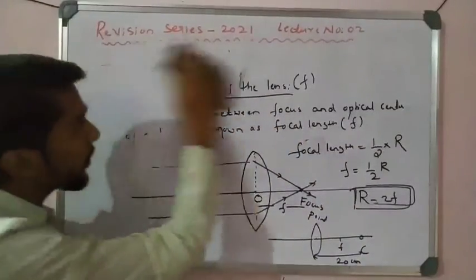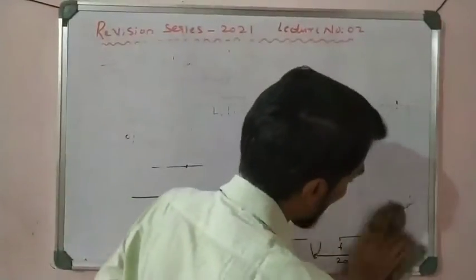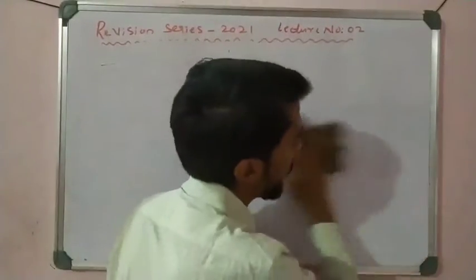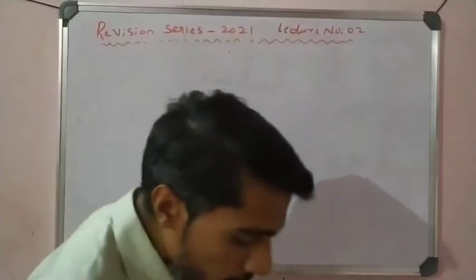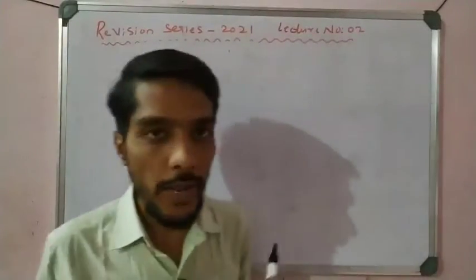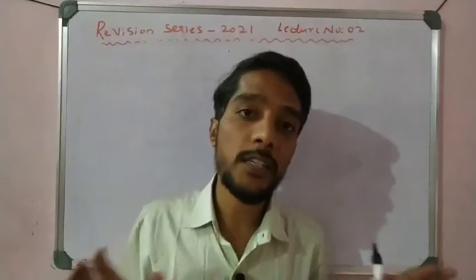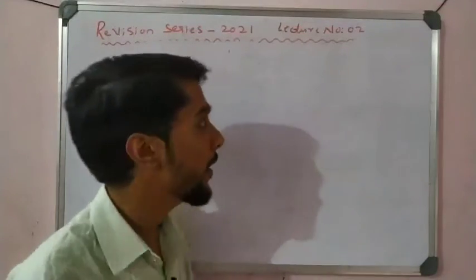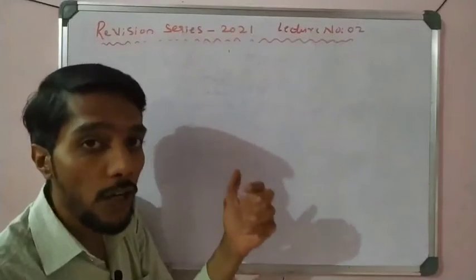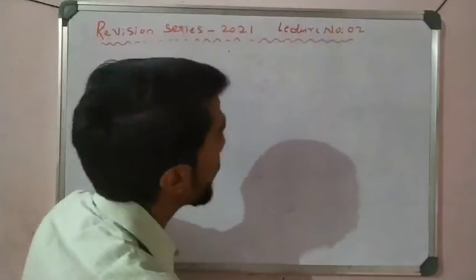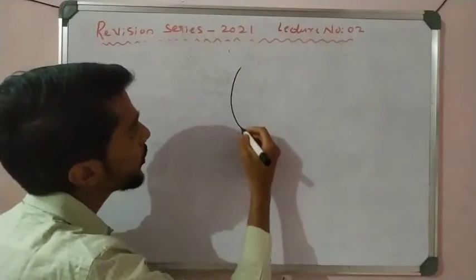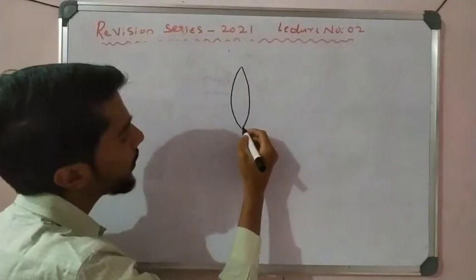Now let us see. Before going to the ray diagrams, simply learn how to draw a lens and how to name all the parts present in the lens. What we learned here, optical center, radius of curvature and focus point, we will put all of it in the diagram. How to label all that? See here, I can take the first example. Which type of lens is it? It is a convex lens.